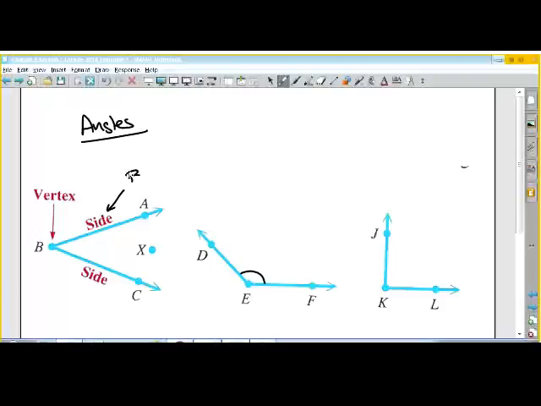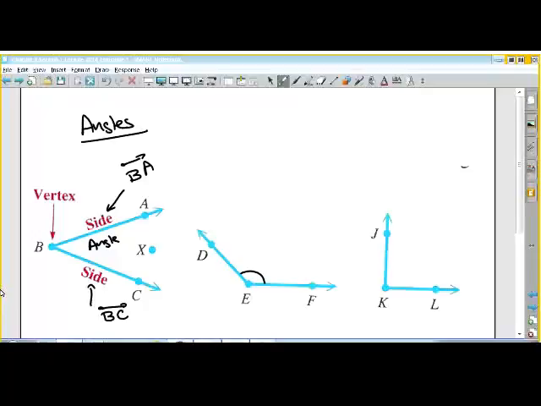So this side is going to be ray AB, or BA. This side is going to be ray BC. And when you connect these two rays together at B, then you get this thing that's an angle. So this is your angle.